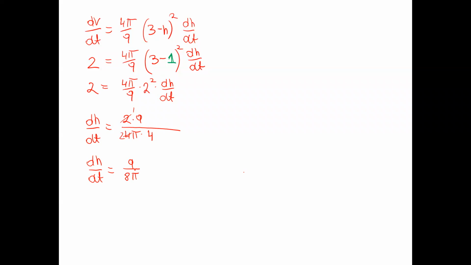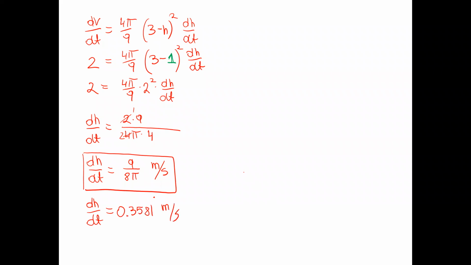This h is a length, a line segment, which was in meters per, I'm just checking, second, meters per second. Okay, that means this is the explicit way, but just in case you need the decimals, I did my calculation somewhere, this will be 0.03581 meters per second. So that's the rate of change of the height, when height is 1 meter at that moment.